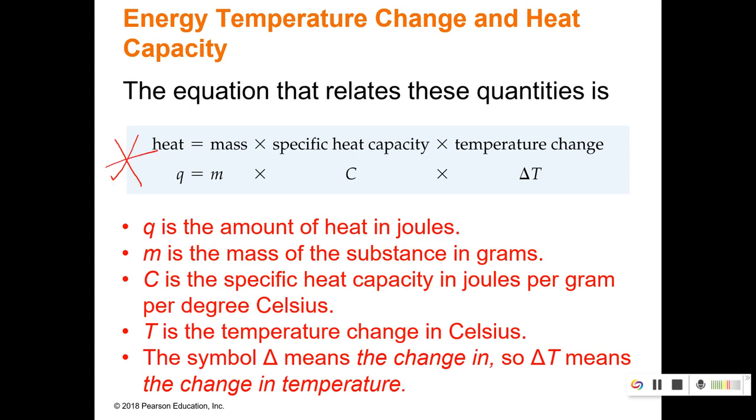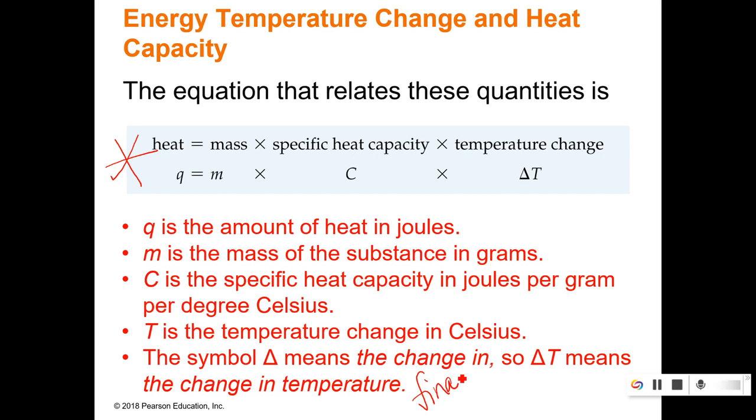Q is equal to mc delta T. Q is heat in joules. M is mass in grams. C is the specific heat capacity in joules per gram degree Celsius. T is temperature. This one will be in Celsius. And delta means final minus initial.